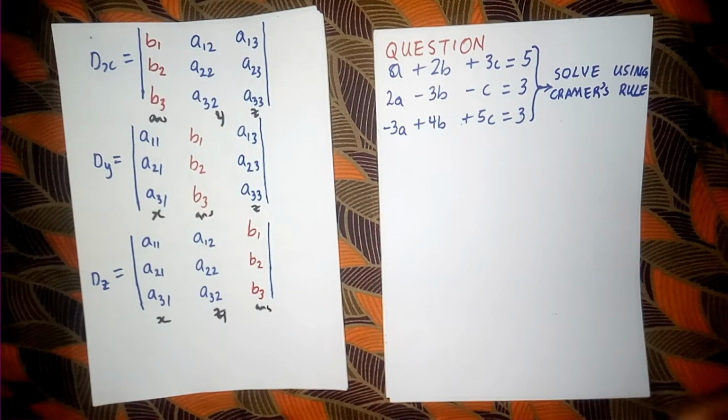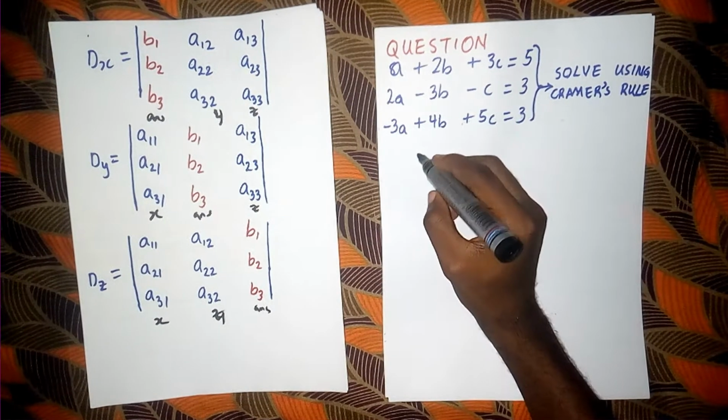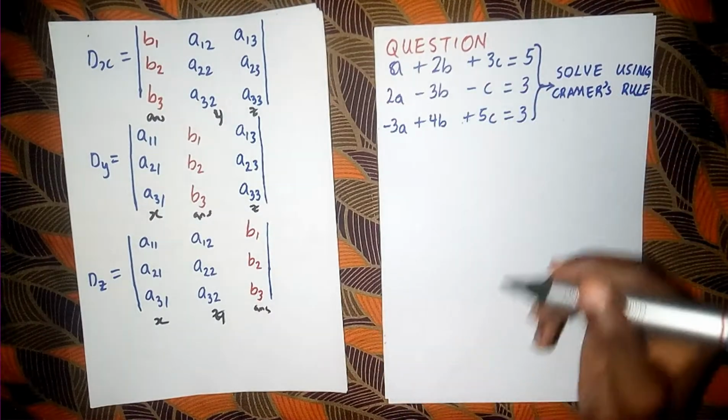We've treated determinants in matrices, so we are not going to be doing that. So now, down to it. If we have this, we should solve using Cramer's rule.